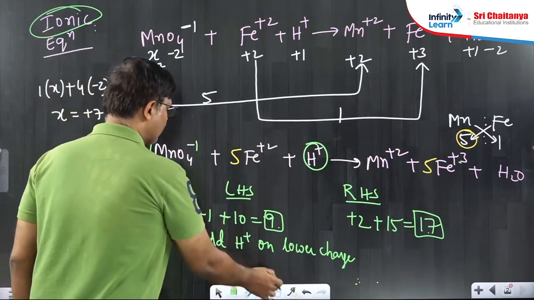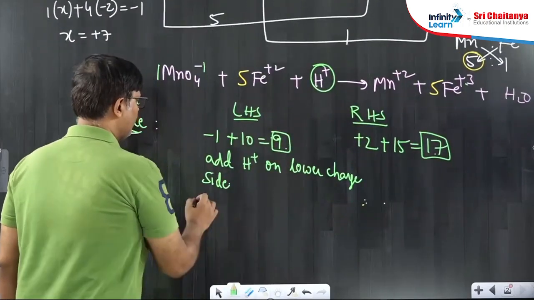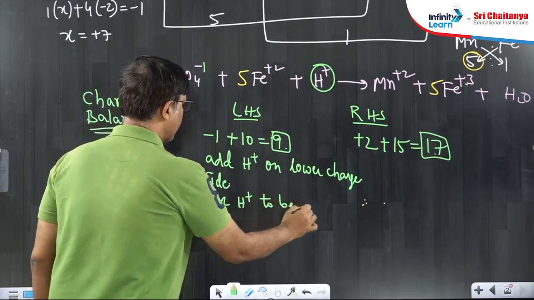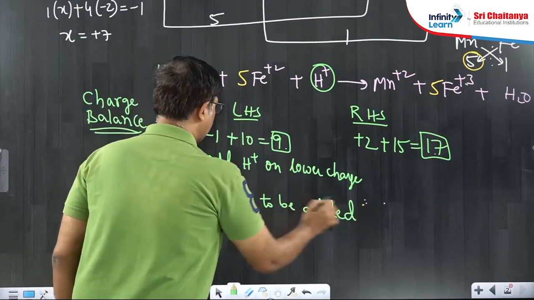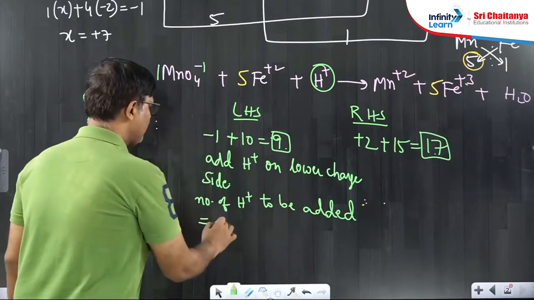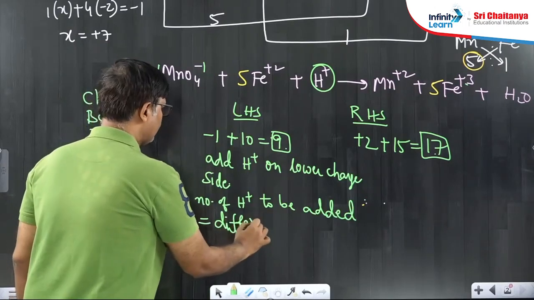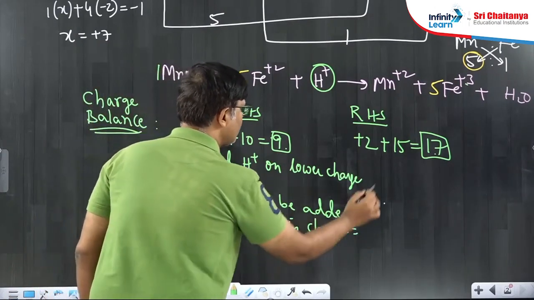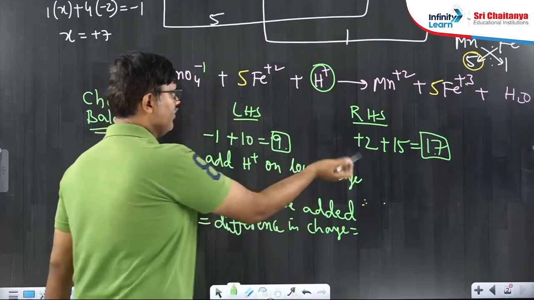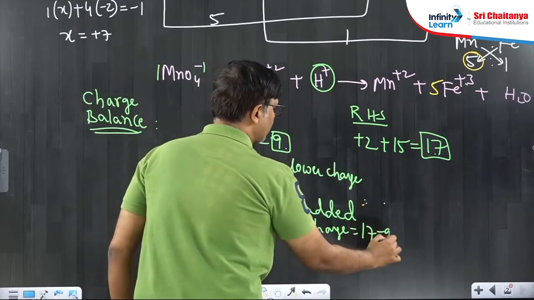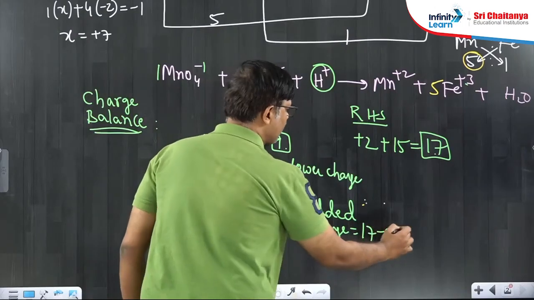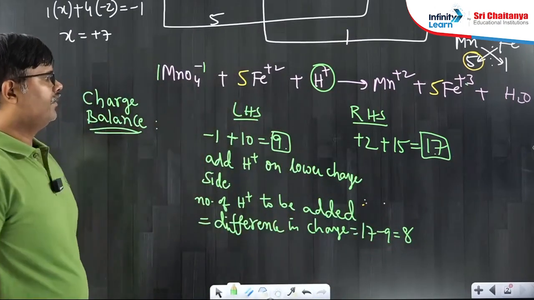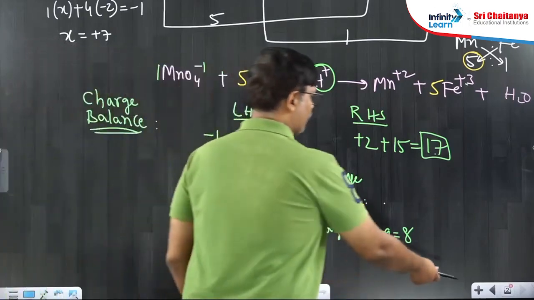So what is the number of H plus to be added? It is equal to the difference in charge. Take the positive difference: 17 minus 9 is how much? 8. So we have to add 8 H plus. Okay, I hope it is clear up to this point.